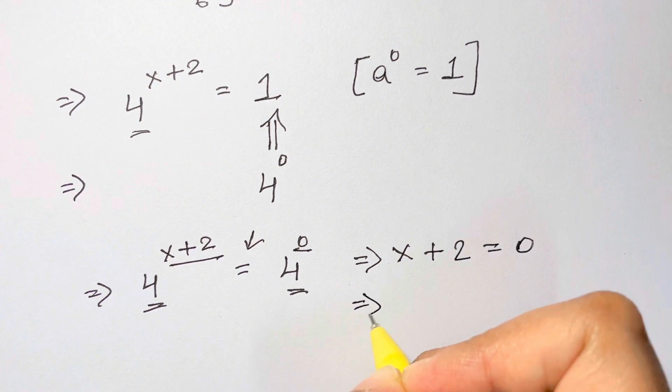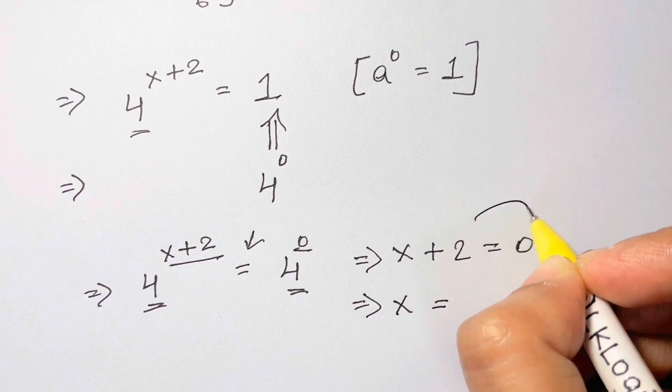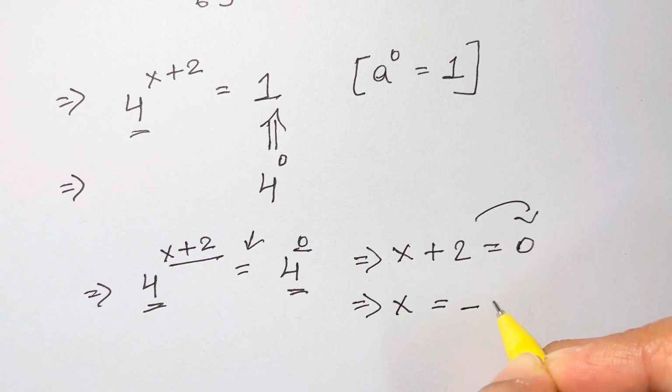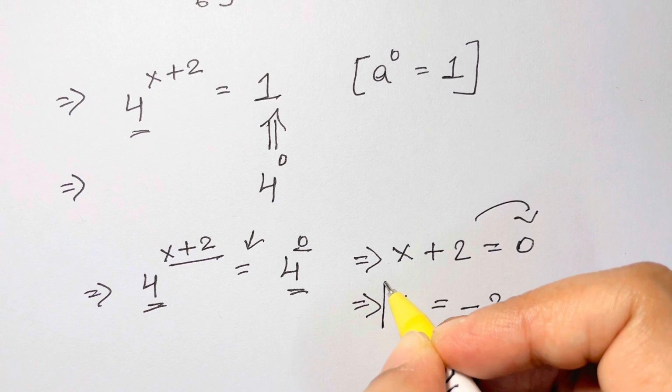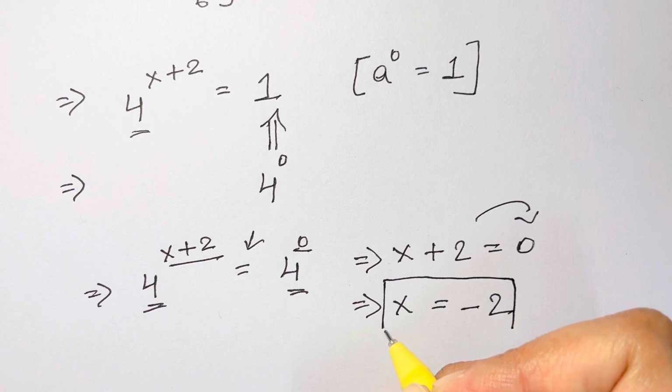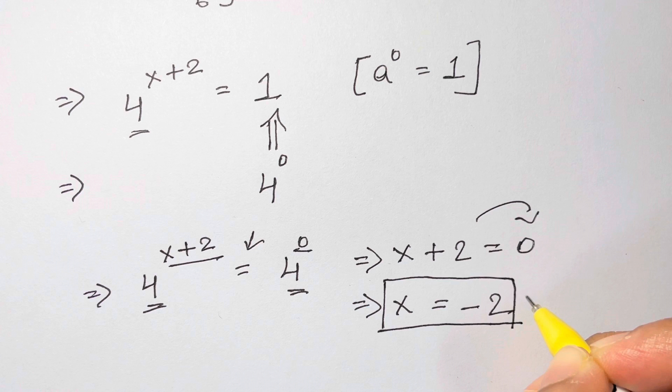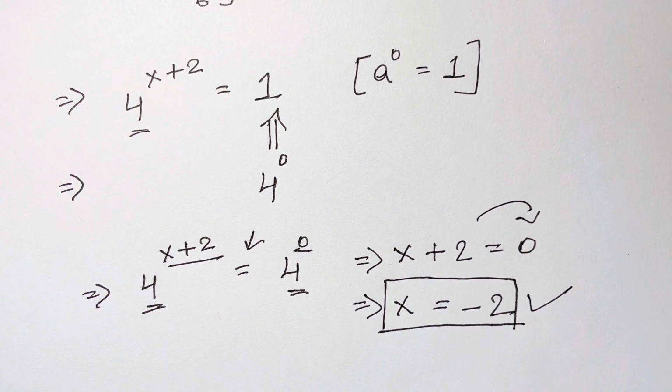So x equals 2 on the other side it will be minus 2. So I've got the value of x. Finally, x is equal to minus 2. So this is how you should remember simple and easy tricks where you need to use your brain.